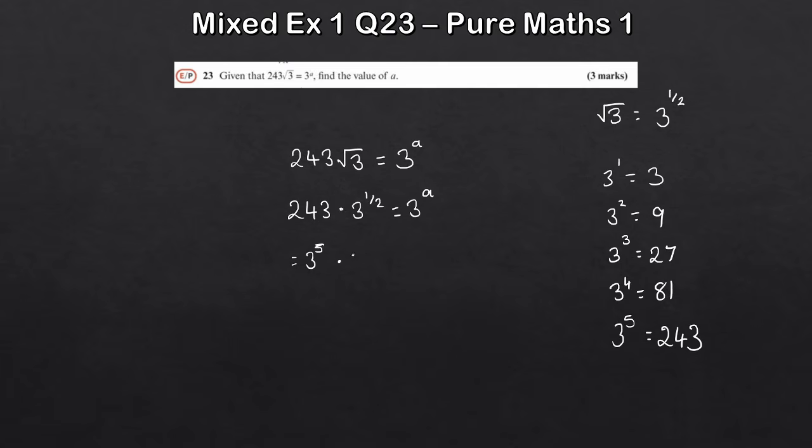Okay, we're timesing that by 3 to the half, and that's equal to 3 to the power of a. Now, if you times them, you add the powers. So if you've got 5 plus a half, that'd be the same as 10 over 2 plus 1 over 2. So this is 3 to the 11 over 2, which is equal to 3 to the a. And again, just like we were saying before, if the base is the same, the powers have to be equal. So a is simply 11 over 2. Okay, so that value of a is just that power there, which is 11 over 2.